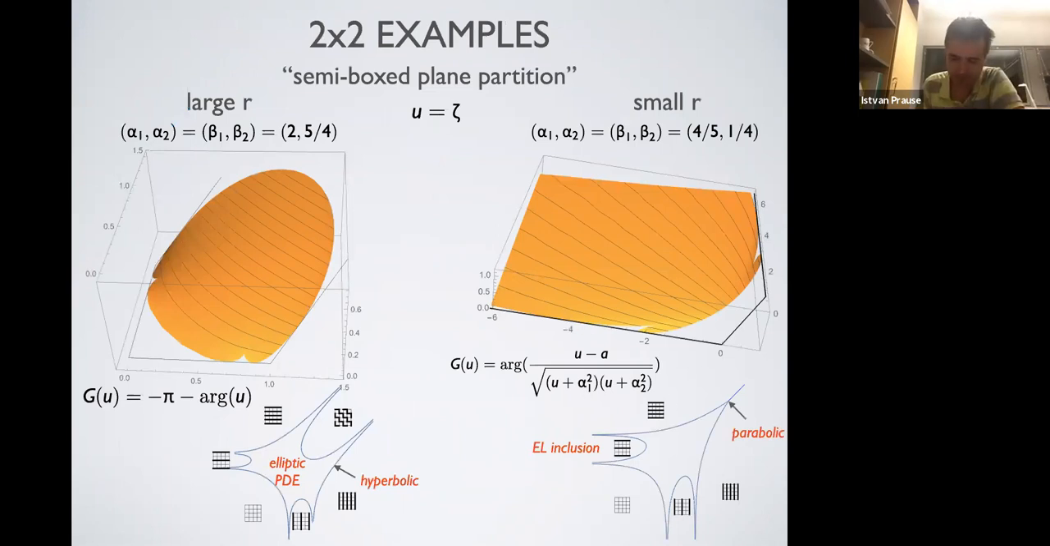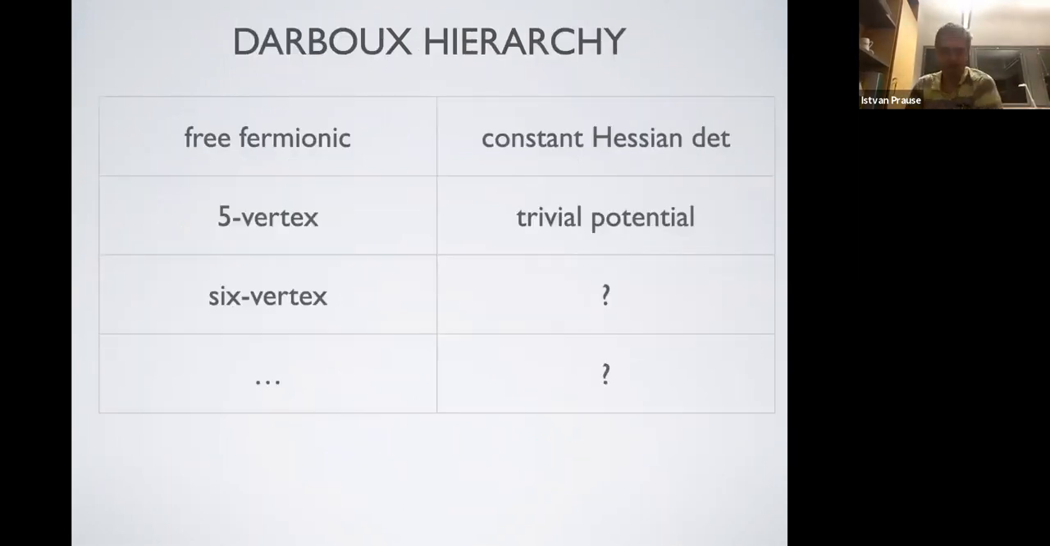Maybe I skip this and just let me finish with this summary: in the free fermionic models, the important property was that it has constant Hessian determinant. In the 5-vertex case, we found that this trivial potential property is important, and it would be very interesting to go one step further in this hierarchy and find what is the property that the 6-vertex model satisfies.